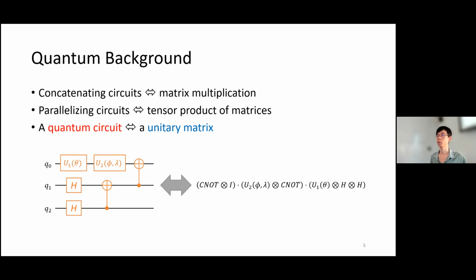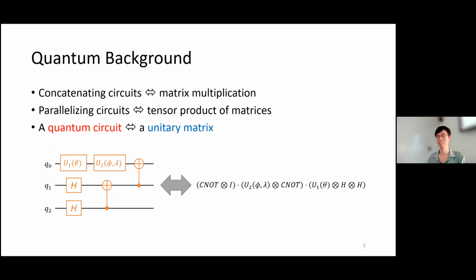If we concatenate many quantum gates or quantum circuits, it's equivalent to matrix multiplication. And if we parallelize some quantum circuits, it's equivalent to the tensor product of matrices. So a quantum circuit is also equivalent to a unitary matrix. For example, here we have a U1, H, H at the beginning. So when doing quantum computation, it's equivalent to multiplying by U1 tensor product H tensor product H.